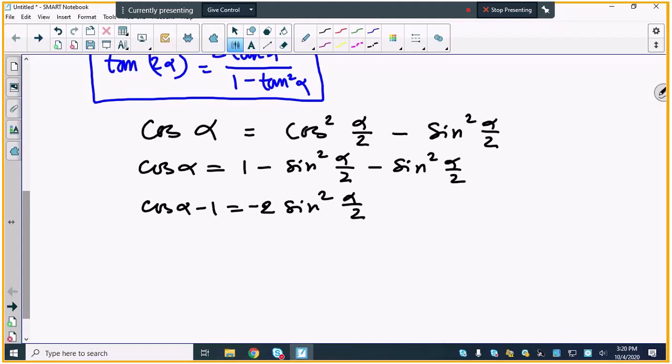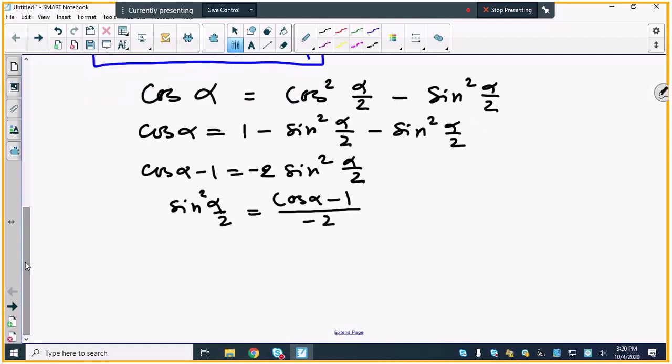And they are negative. So now I can say, well, divide both sides by negative 2 to solve it for sine square alpha over 2. And I get sine square alpha over 2 equal to cosine alpha minus 1 over negative 2. So as you can imagine, I can simplify that and I can say sine square alpha over 2 equal to 1 minus cosine alpha over 2.